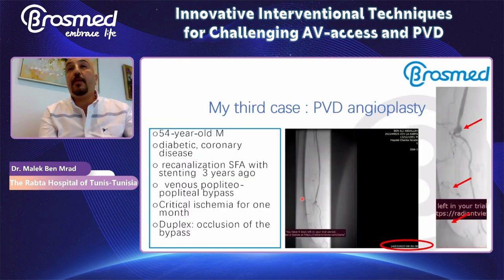My third case is a peripheral artery disease. It is a 45-year-old man, diabetic, with coronary disease. You see here the recanalization of the SFA with stenting by an Abbott stent, 6 millimeter by 60, 3 years ago. Excuse me for the quality of the image. You see here the old stent. Then after thrombosis of the stent, he had a venous popliteal bypass, and you see here the proximal anastomotic chamber. And now he has occlusion of the bypass, admitted in our department for critical limb ischemia.